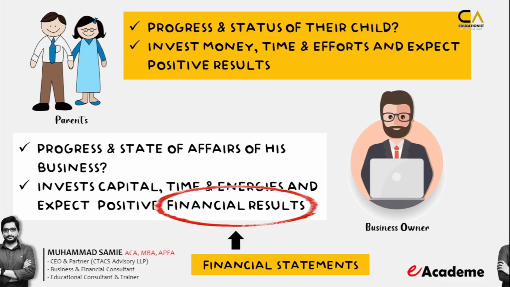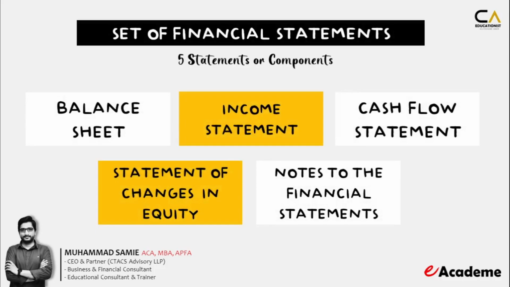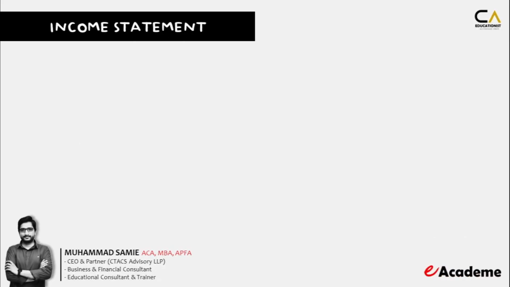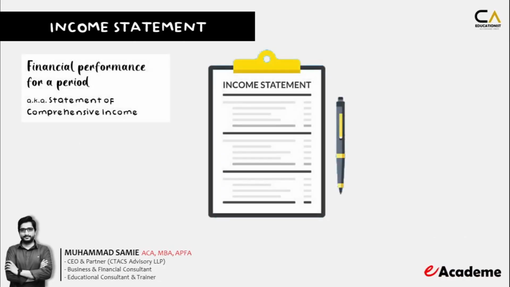A complete set of financial statements includes 5 components or 5 statements that are intricately linked with one another. Let's discuss each one of them one by one. Income statement. The statement that helps the owner to know the financial performance of his business during the period is termed as the income statement or statement of comprehensive income.